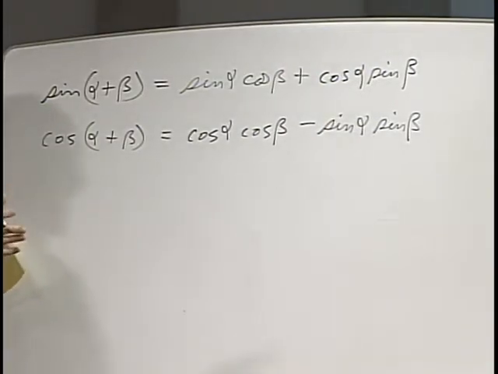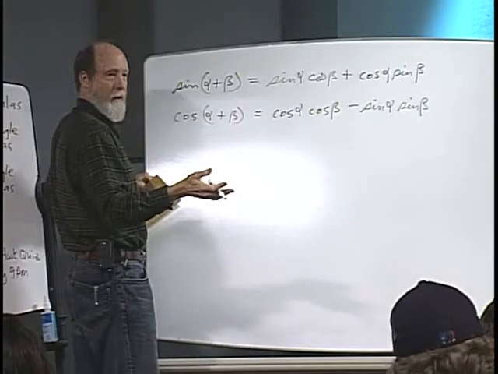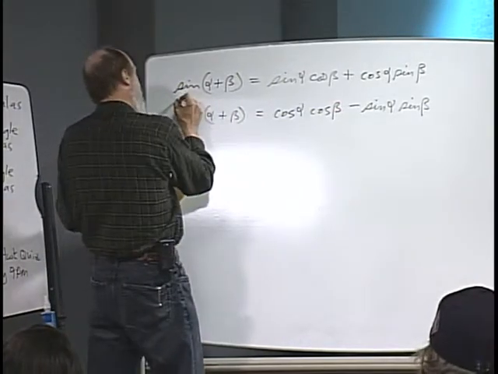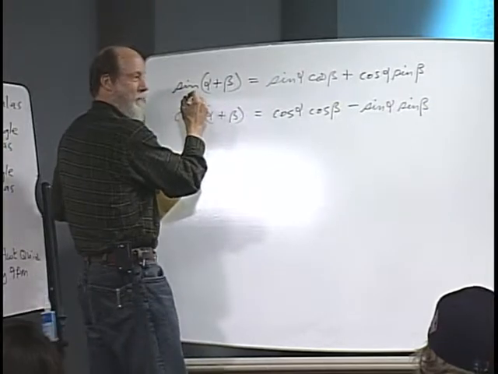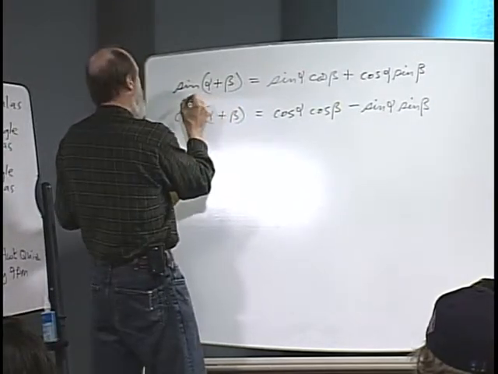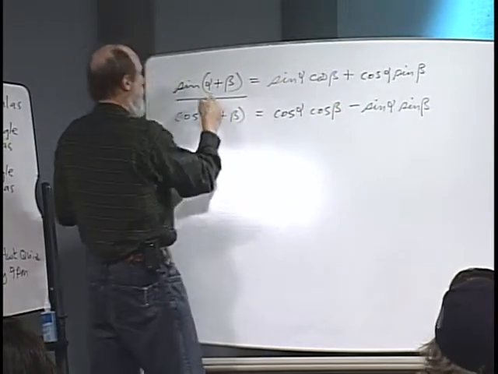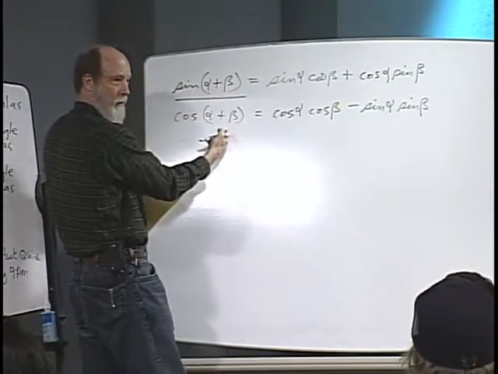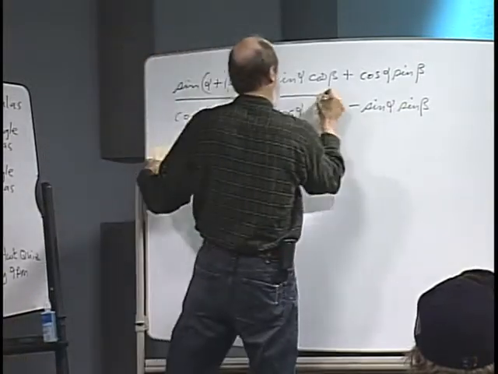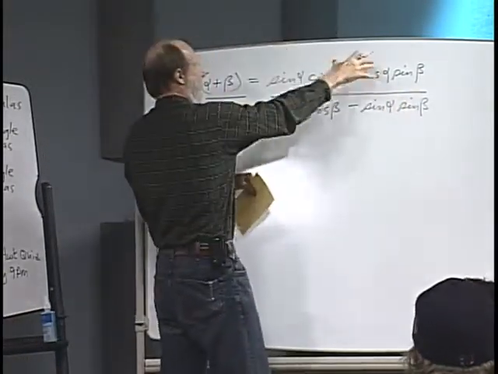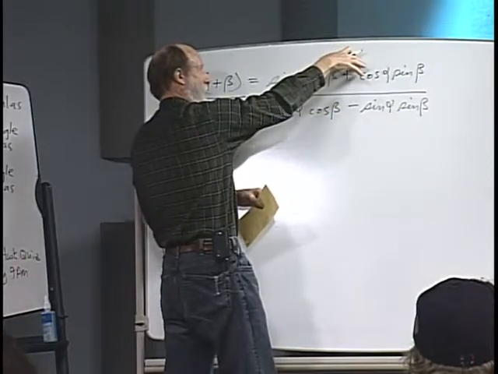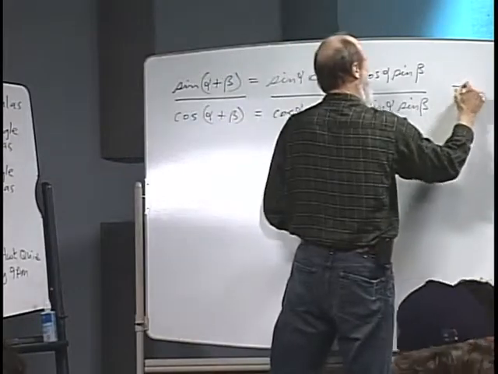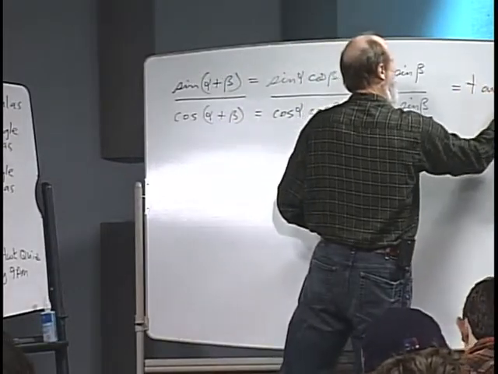Notice from the last session, I never mentioned a tangent formula for the sum or difference. The reason I hardly ever mention it in class is that all you have to do is take your sine formula and divide it by the cosine formula to create the tangent. So you have essentially a big fraction of this expression divided by this expression to create the tangent of the sum of those angles.